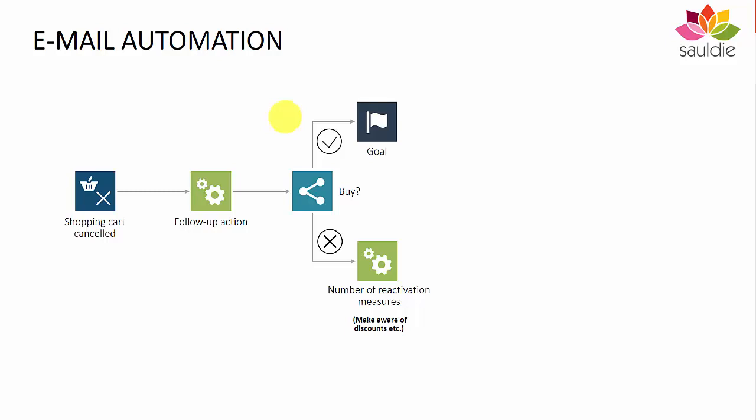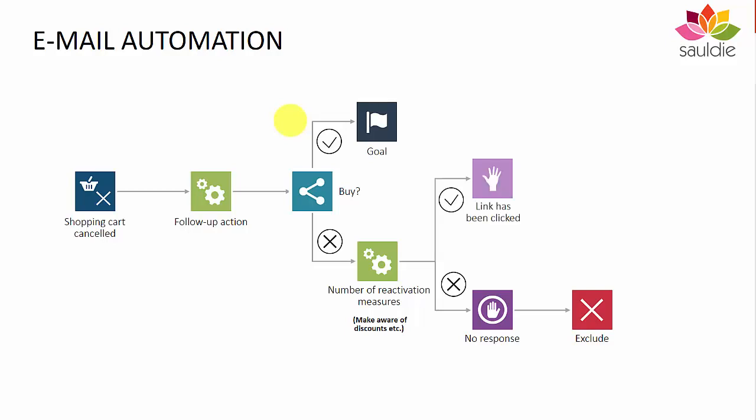So we can have some reactivation measures. For example, we could make him aware of a discount. We could send him a coupon. These are things where we have to work on and develop a strategy. This is just an example. And then if there is no response, okay, then we exclude him. We are not afraid of leaving customers. The thing is, we should concentrate on those who love us, but just need a little bit more motivation to buy. So maybe we have these reactivation measures, a discount, the link has been clicked.